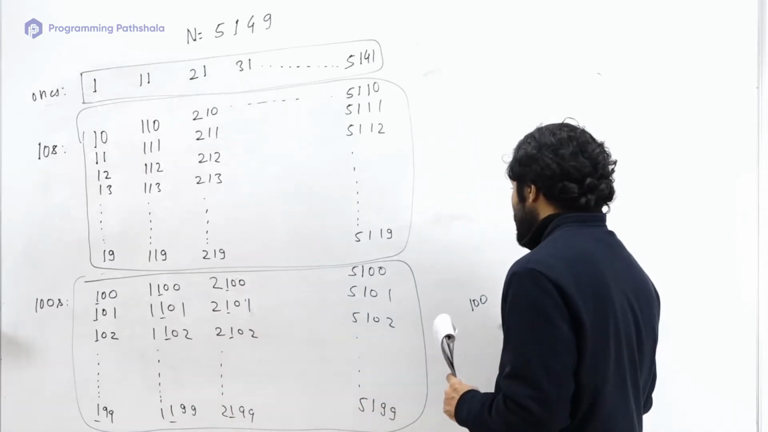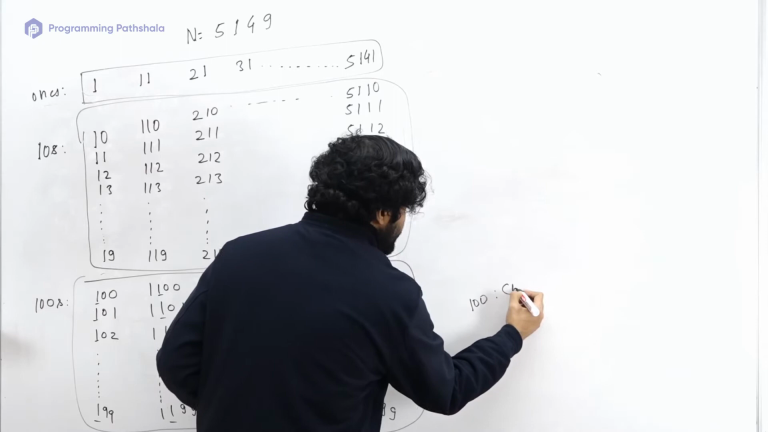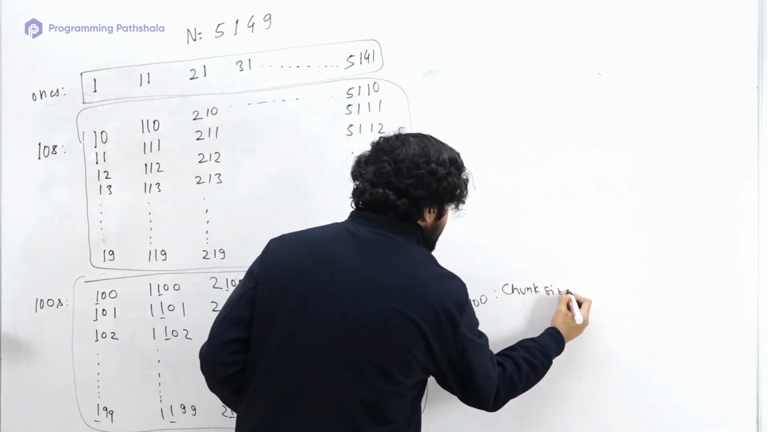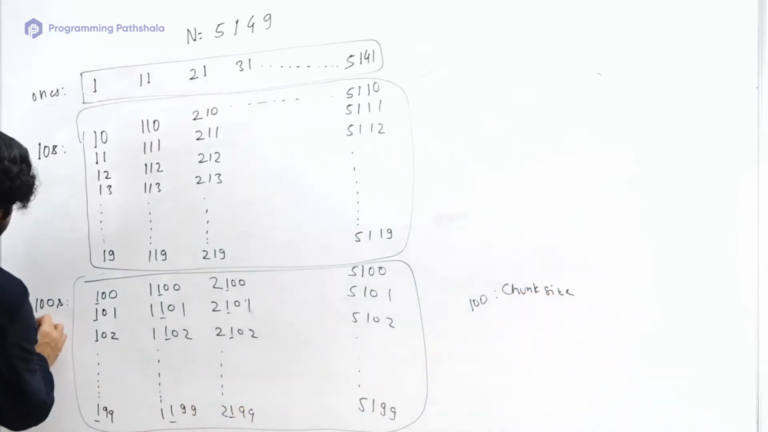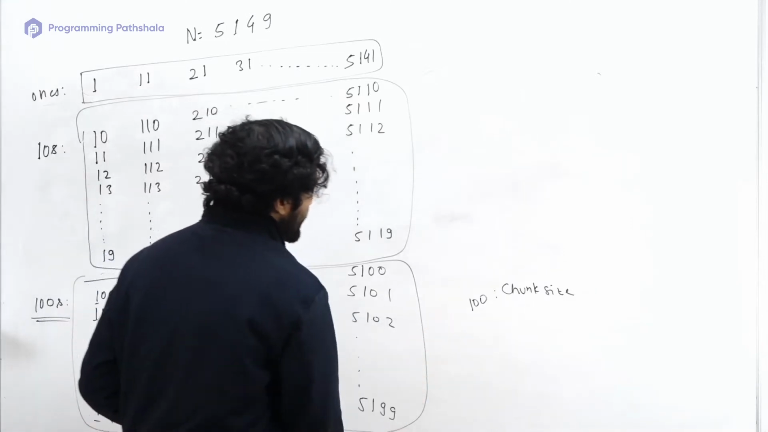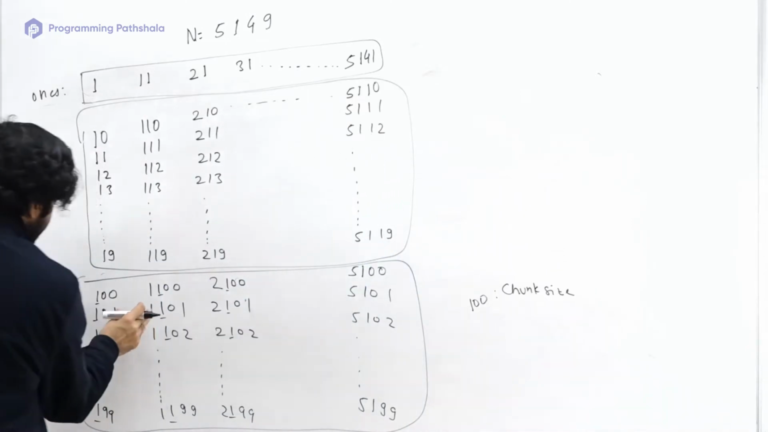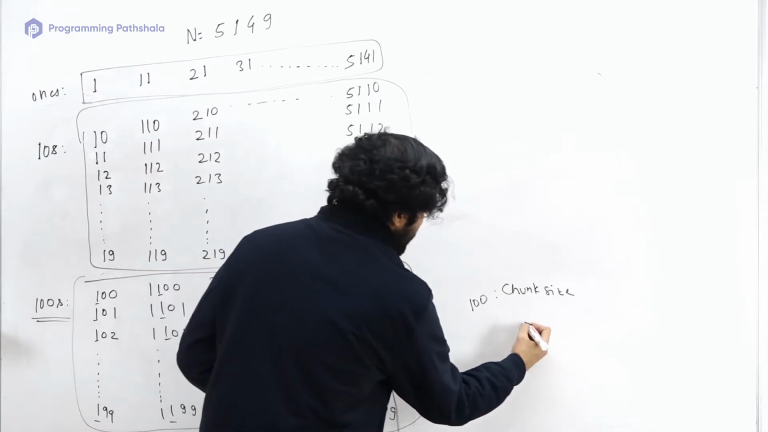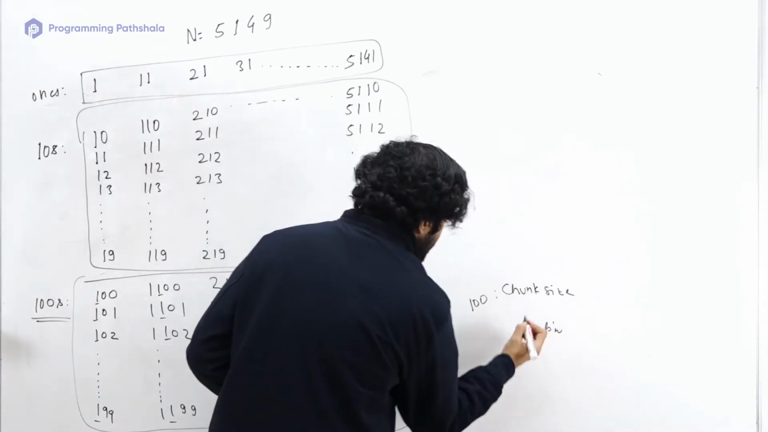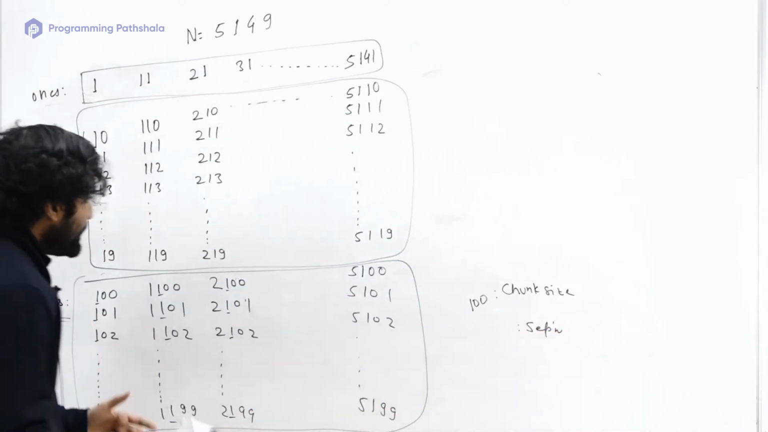So this separation I am going to call chunk size... So here I am talking specifically about the hundreds position. Chunk size was 100 and I can call this separation the time period. Or let's call that separation only. So if I call that separation, then that separation is 1000.